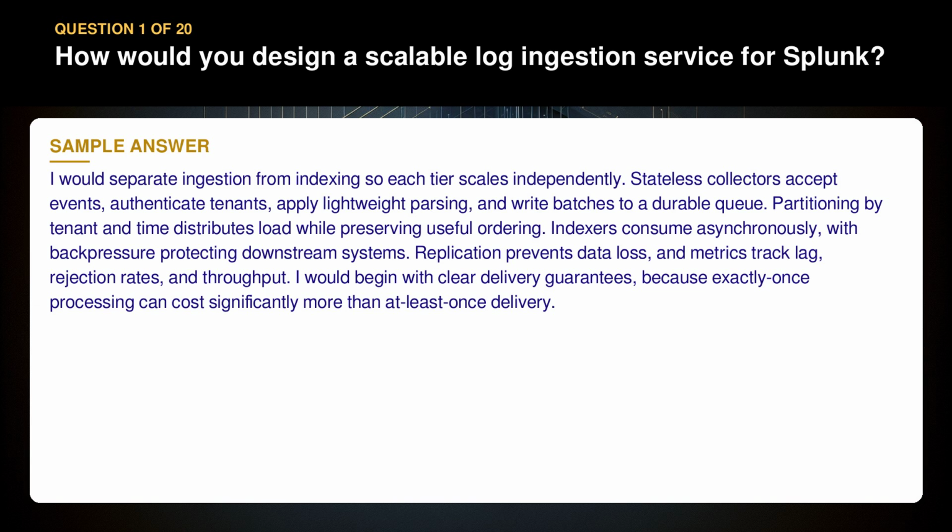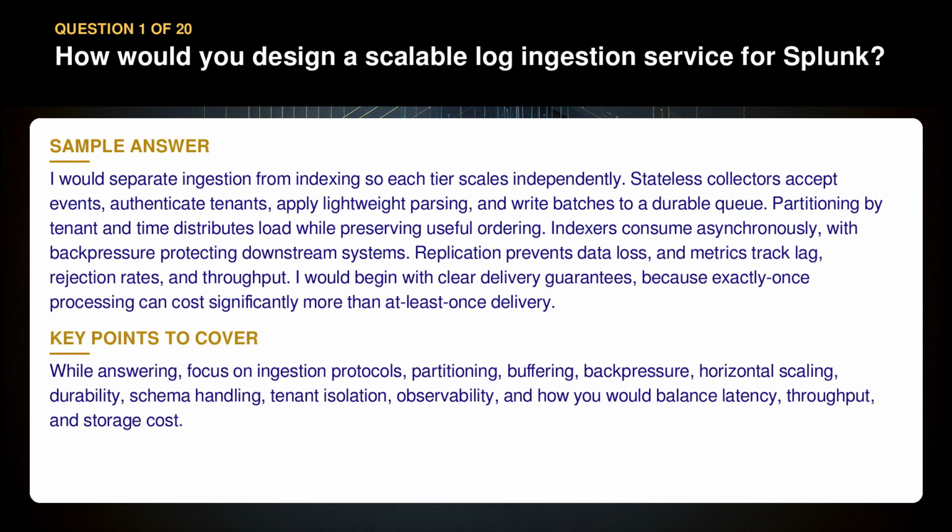Indexers consume asynchronously, with backpressure protecting downstream systems. Replication prevents data loss, and metrics track lag, rejection rates, and throughput. I would begin with clear delivery guarantees, because exactly once processing can cost significantly more than at least once delivery. While answering, focus on ingestion protocols, partitioning, buffering, backpressure, horizontal scaling, durability, schema handling, tenant isolation, observability, and how you would balance latency, throughput, and storage cost.